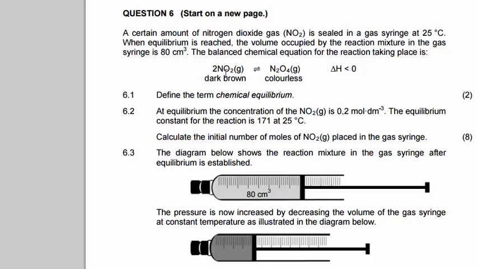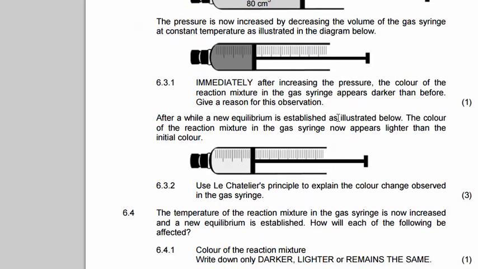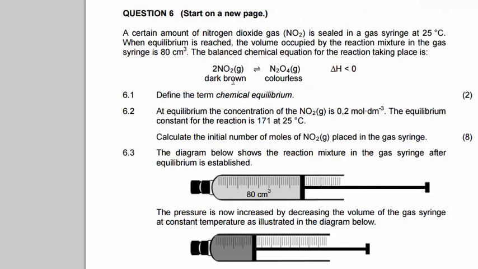Now, once I've pressed it slowly but surely, the reaction starts taking place. When I increase the pressure, I'm increasing a stress on the left-hand side because it takes up most space. So it tries to produce more of the colorless. After a while, a new equilibrium is established as illustrated. The color of the reaction mixture now appears lighter than the initial color. Use Le Chatelier's principle to explain that. That is because the equilibrium was shifted to the right, so that more of the colorless gas is present than before.